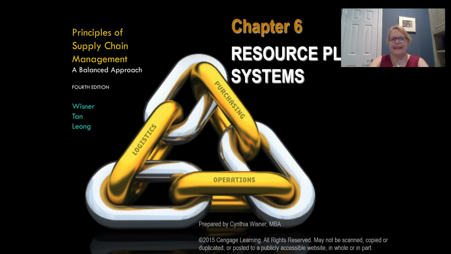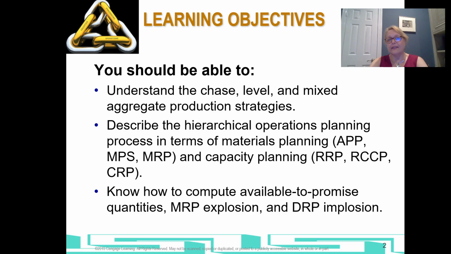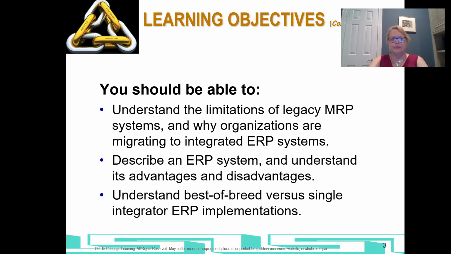Hello, we're going to talk today about Chapter 6, which is Resource Planning Systems. So this is going to be an interesting chapter that's going to talk to you a lot about the new systems that allow a lot of this to be automated. You're going to understand how production strategies can be used to make sure that you're producing in the most economical way possible. You're going to learn about how planning is done and available to promise. And I'm going to make this easy sense for you.